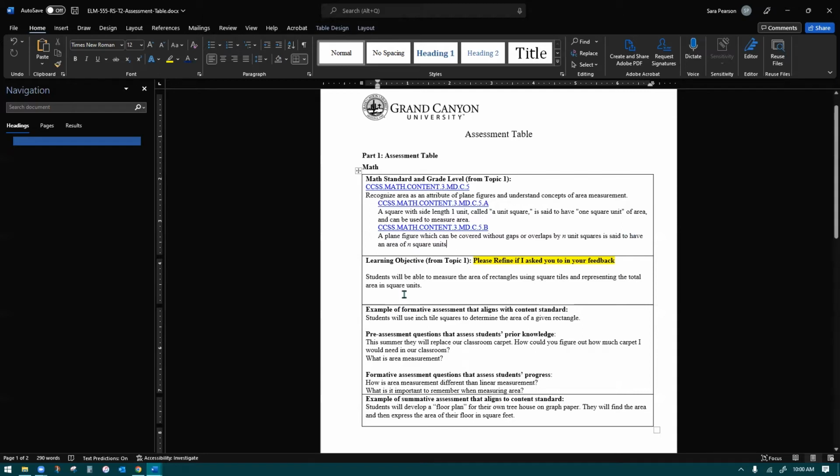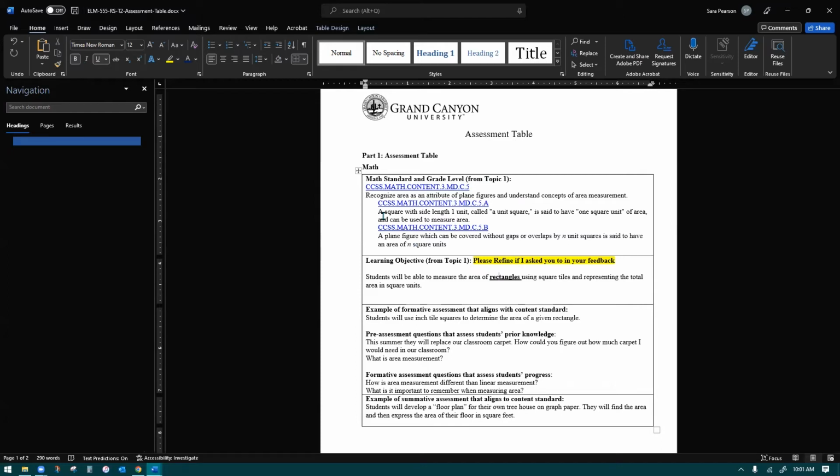So here's my learning objective. Students will be able to measure the area of rectangles using square tiles and representing the total area in square units. So I chose to refine and get down from plane figures into a very specific plane figure, which is a rectangle. And that is okay. The standard is written at a higher level. And on this one day of learning, I'm going into plane figures.